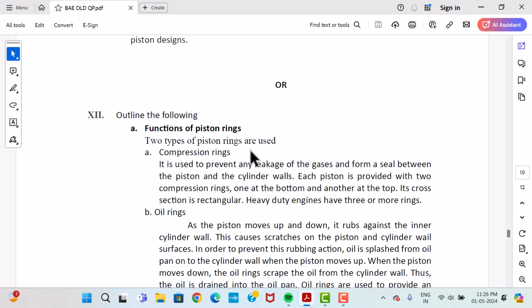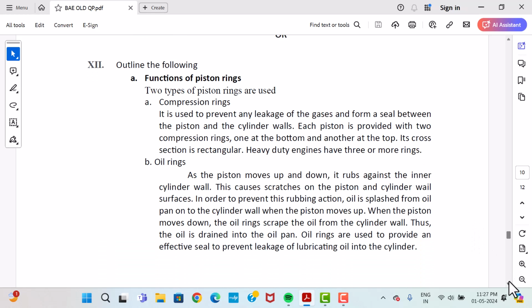Two kinds of rings are present in the case of a piston. The first one is called the combustion ring. It is used to prevent any leakage of the gases and forms a seal between the piston and the cylinder walls. Whenever the engine is working, there must be a seal between the cylinder and the piston to prevent the leakage of gas. So that is the function of the combustion ring. Each piston is provided with two combustion rings, one at the bottom and the other at the top. Its cross section is rectangular. Heavy duty engines have three or more rings. So if the engine size is larger or heavy duty, more rings should be provided.